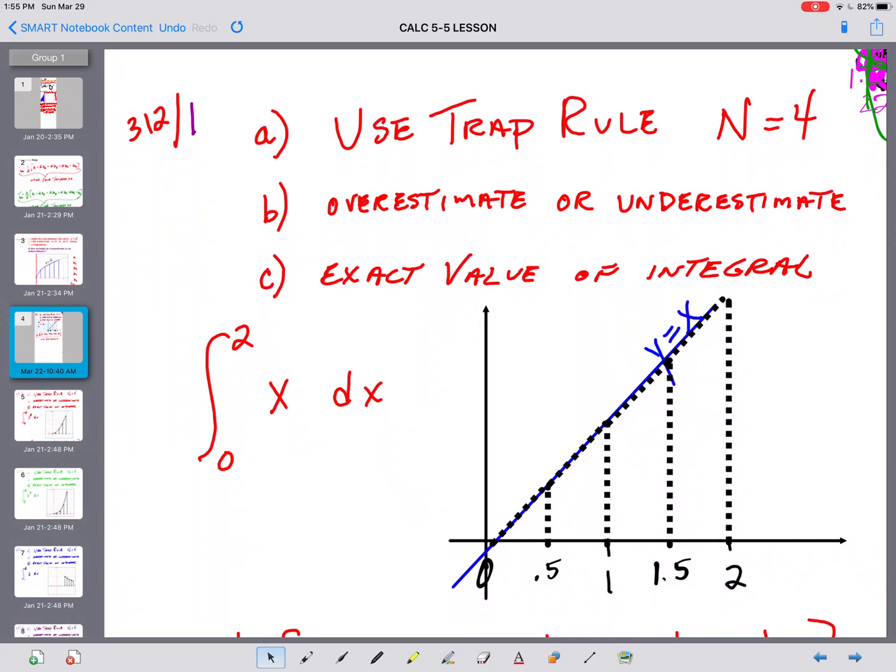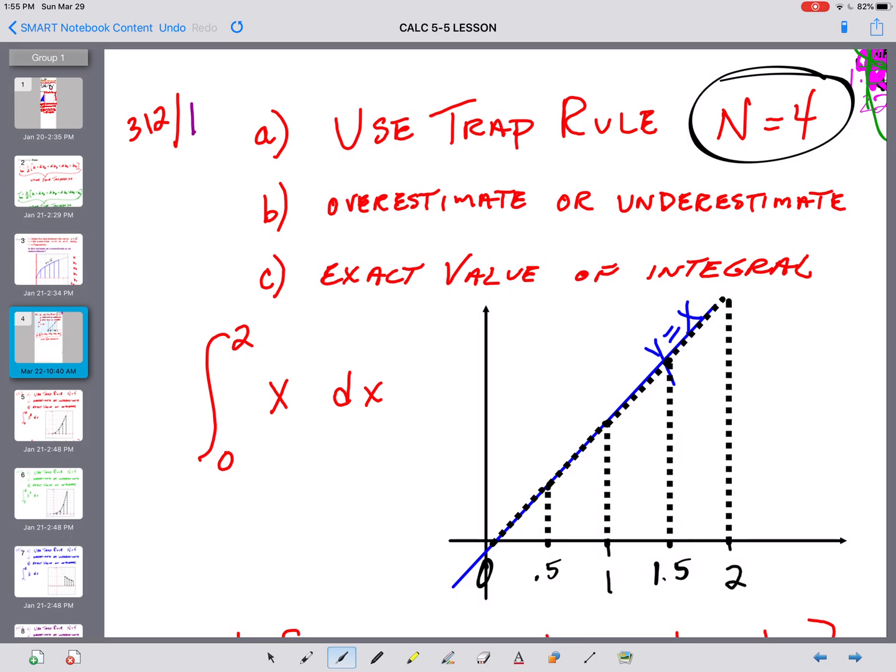This is going over calculus homework, page 312. We've got 4 problems, and in each problem, they're asking us 3 questions. First of all, use the trapezoid rule with n equals 4. That means 4 trapezoids. Figure out the estimate of the area underneath the curve.